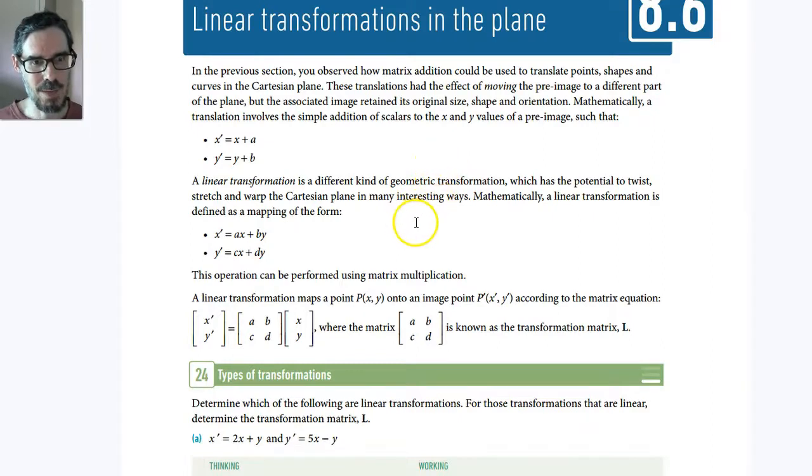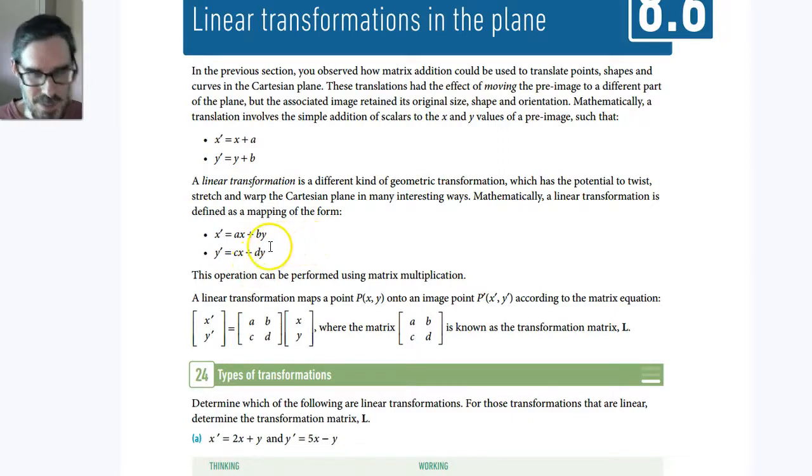So a linear transformation takes, this was a translation, right? Just add an amount to each one. A linear transformation instead takes some multiple of the x-coordinate and some multiple of the y-coordinate to give you a new x-coordinate. And then takes a different multiple of the x and a different multiple of the y to give you your new y-coordinate. This is the linear transformation.